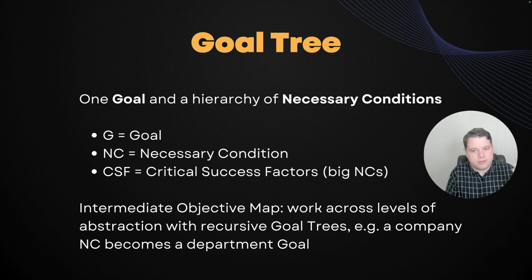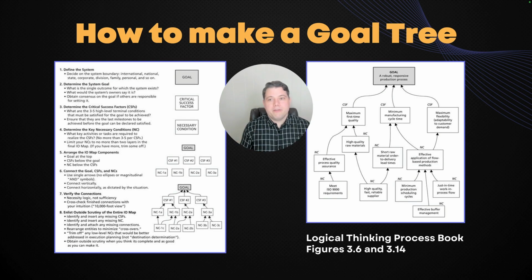And that's possible to do with something called an intermediate objective map. And that is simply a goal tree in which one of the necessary conditions becomes the goal of a subtree. So it's just a matter of going up and down the levels of abstraction, and they can interrelate in that way. So, how do we make one of these?